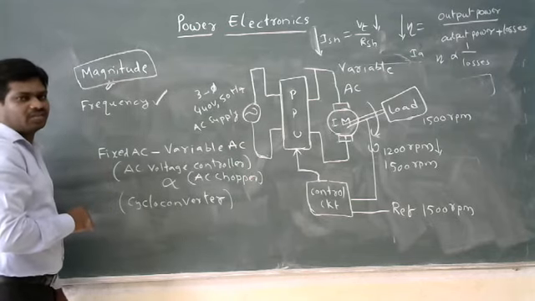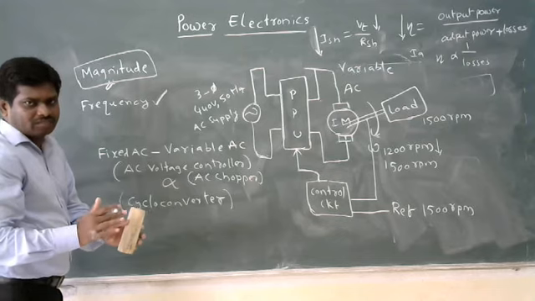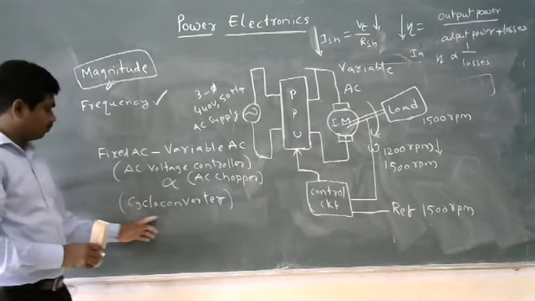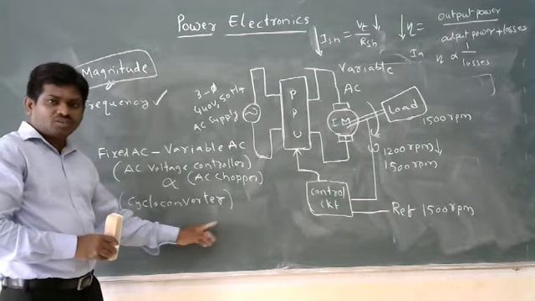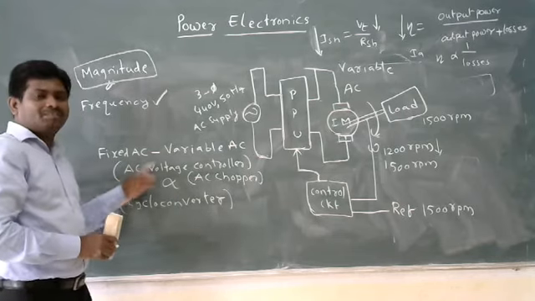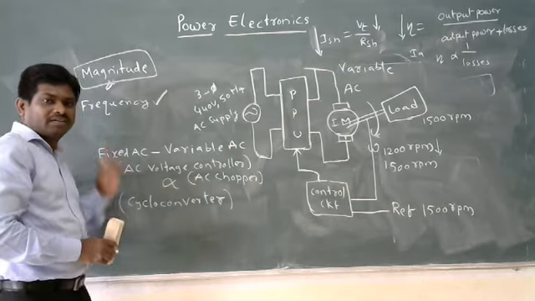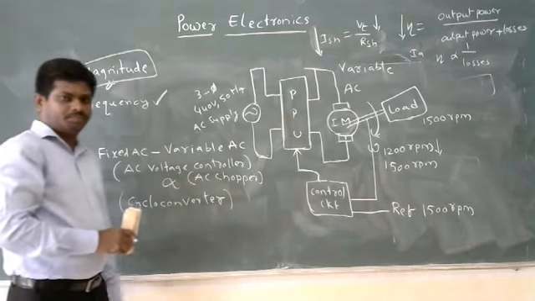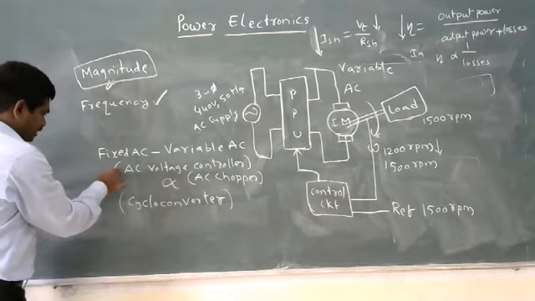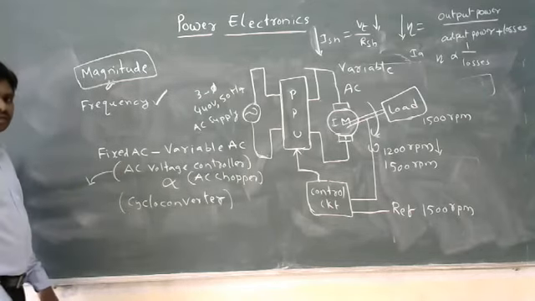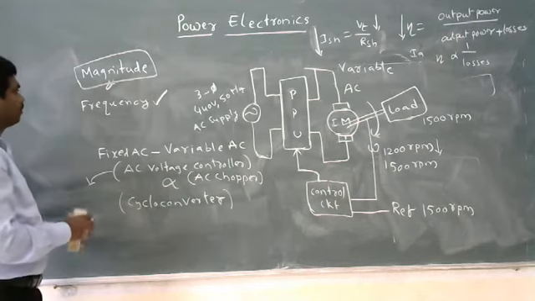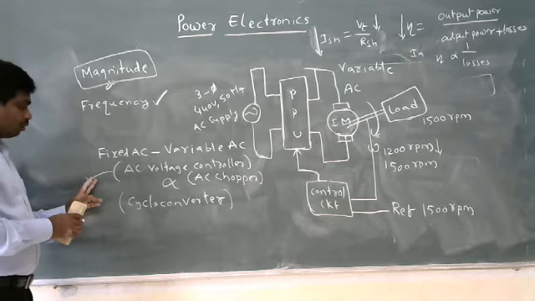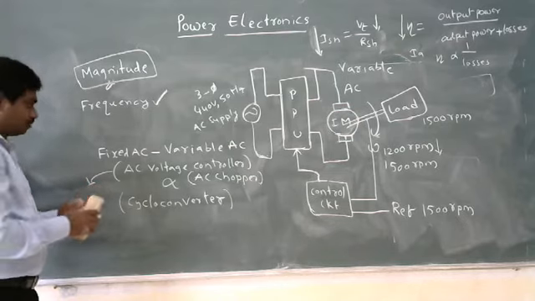Suppose one application requires constant magnitude values but a change in frequency. At that time, we use the cycloconverter. Suppose some other application requires a change in magnitude values, but not a change in frequency. At that time, we need to go for the AC voltage controller. The best example for this AC voltage controller is the fan regulator, which we use very much nowadays. So, this is the third type of power modulator.